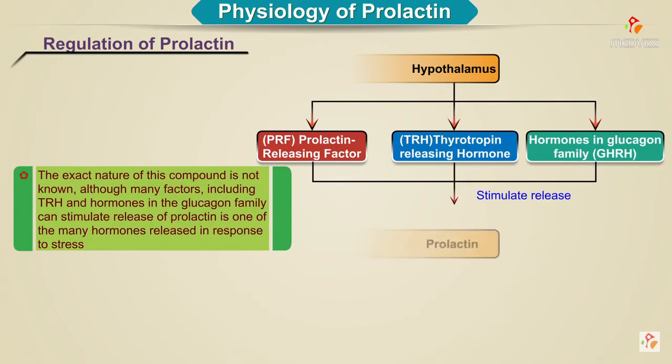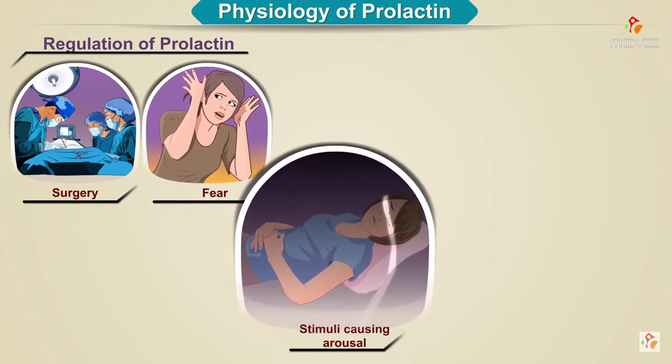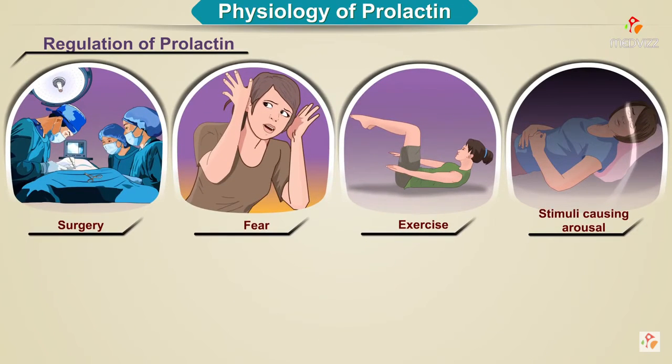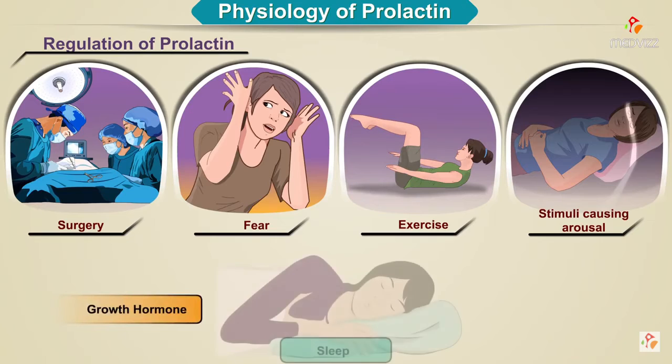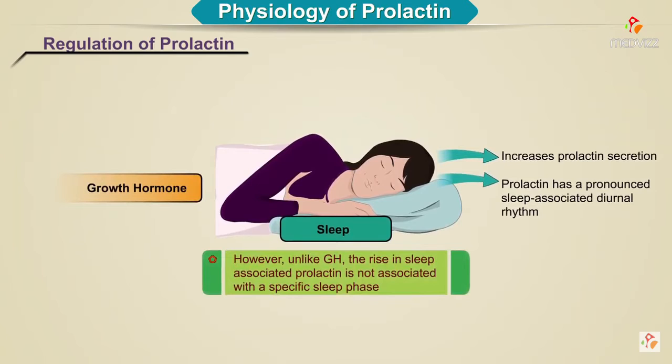can stimulate the release of prolactin, which is one of the many hormones released in response to stress. Surgery, fear, stimuli causing arousal, and exercise are all effective stimuli. As is the case with growth hormone, sleep increases prolactin secretion, and prolactin has a pronounced sleep-associated diurnal rhythm. However, unlike growth hormone, the rise in sleep-associated prolactin is not associated with a specific sleep phase.